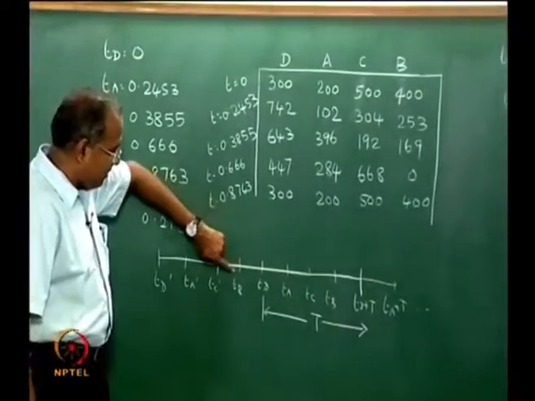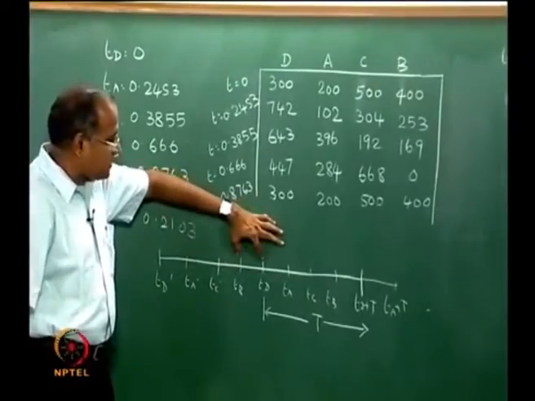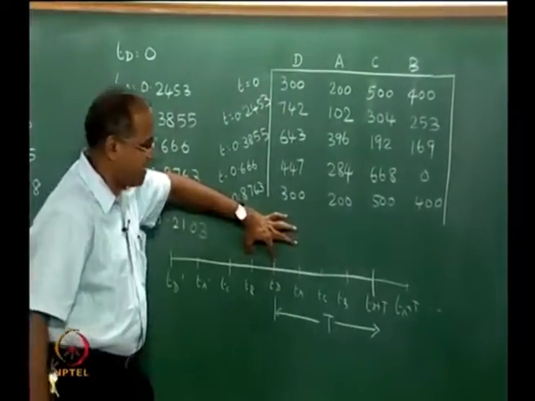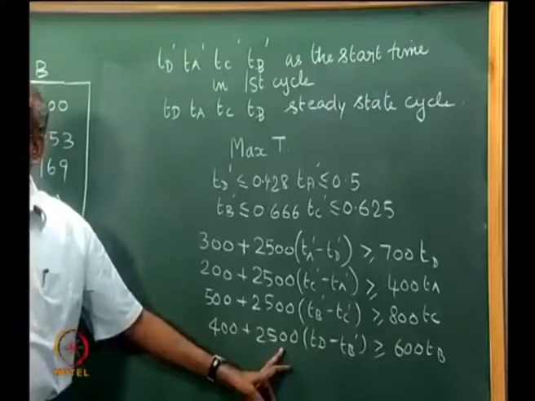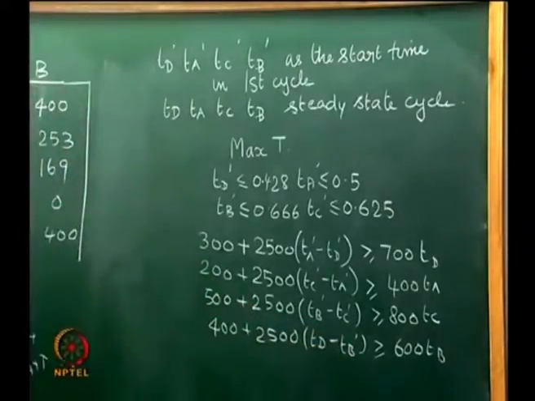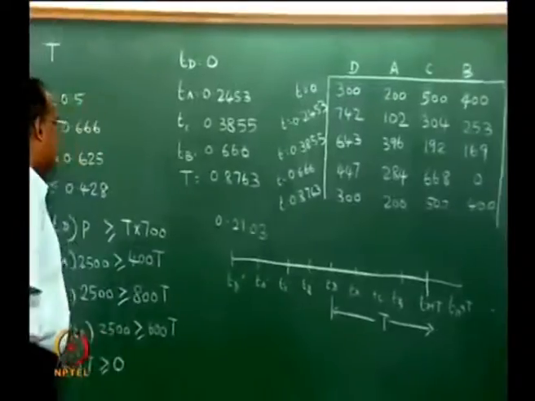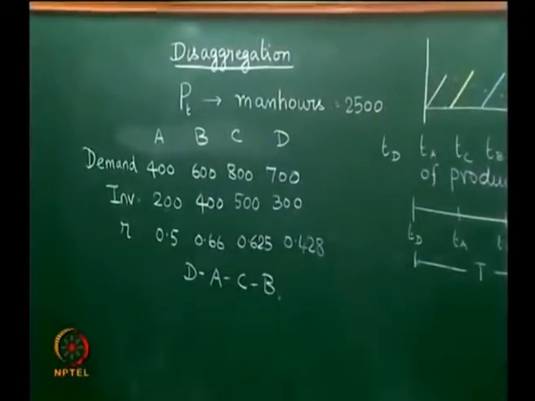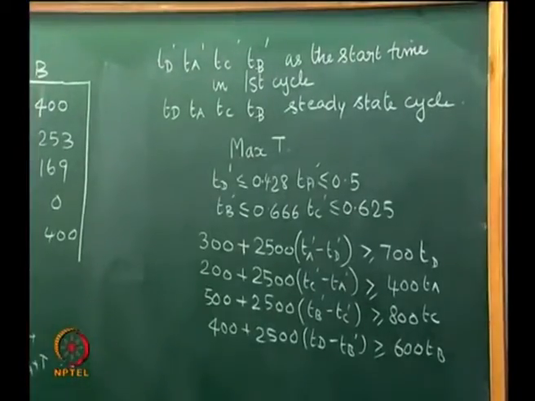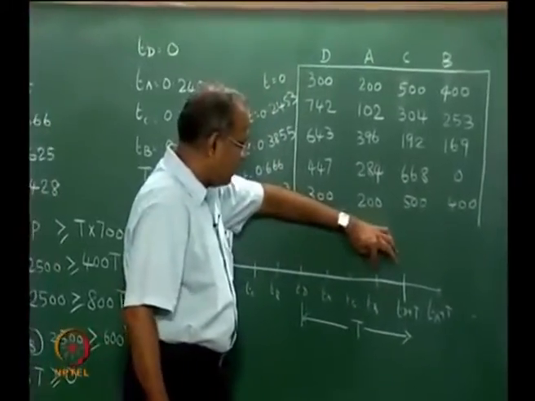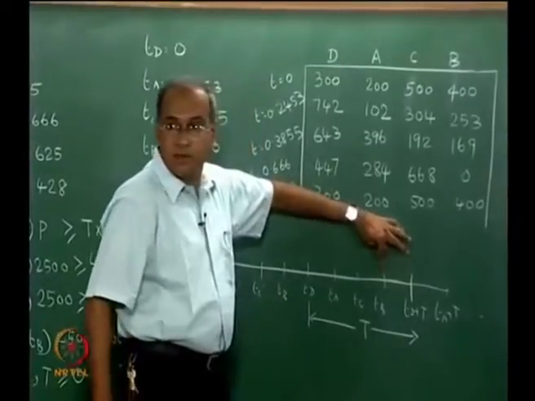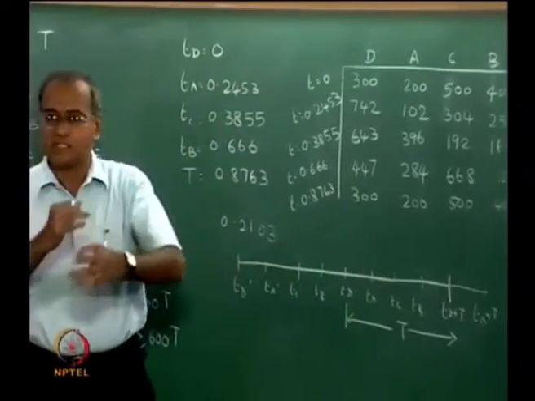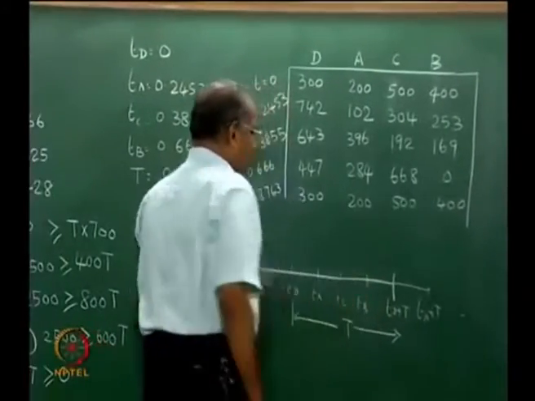If I look at item B, in the first cycle I am going to produce B up to this period, TD minus TB dash, at the rate of 2500. So this is the production in the first cycle. Inventory that is available with us is another 400. So with this I should be able to meet the demand starting from here up to the period TB where I start producing again. So I write these 4 constraints that will try to stretch these things to the extent possible.